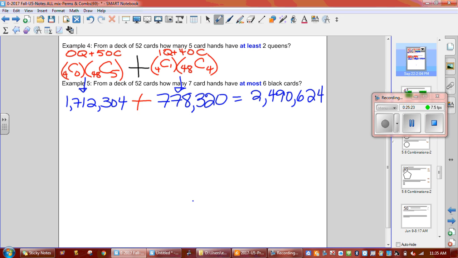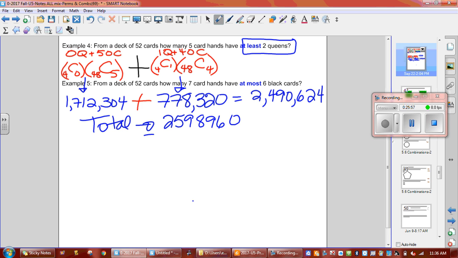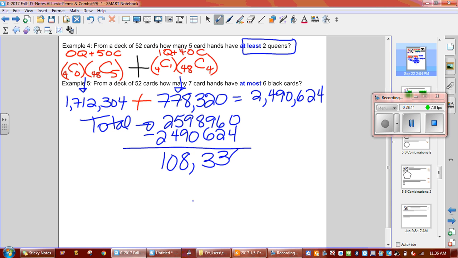This is the complement of our situation that's here. So now we need to take the total, which is at the very top in 3A. That was our total. We need to now subtract this number. So our total is going to be 259,890 minus 249,624. As we can see, it's going to give us 108,336. So that's how many 5-card hands have minimum of 2 queens. Okay? Minimum 2 queens.